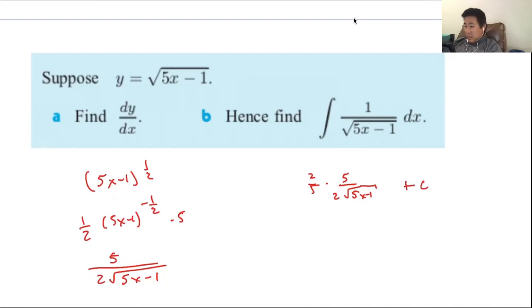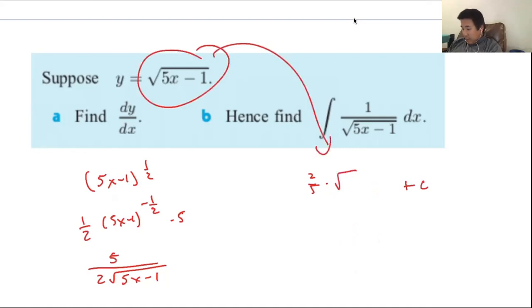So that's just 10 over 10 root 5x minus 1, which equals, oops, this function goes here. So it's the square root of 5x minus 1 plus c. So 2 root 5x minus 1 over 5 plus c. And that's because you want to take the original function and times it by what the difference is, which is the inverse of 5 over 2.